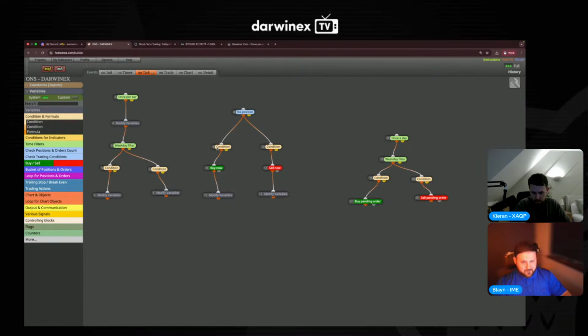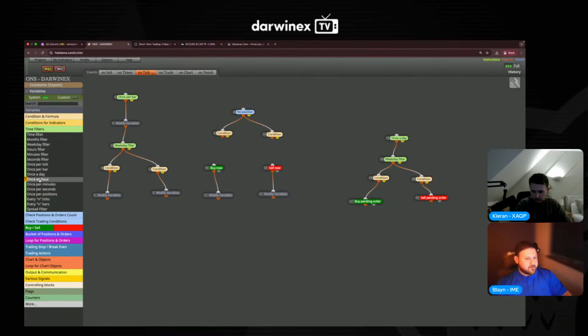I like having these things because from here, what I would do next when I go live is I would then put a spread filter in here. I think, Kieran, you've learned a lesson from a spread filter before.